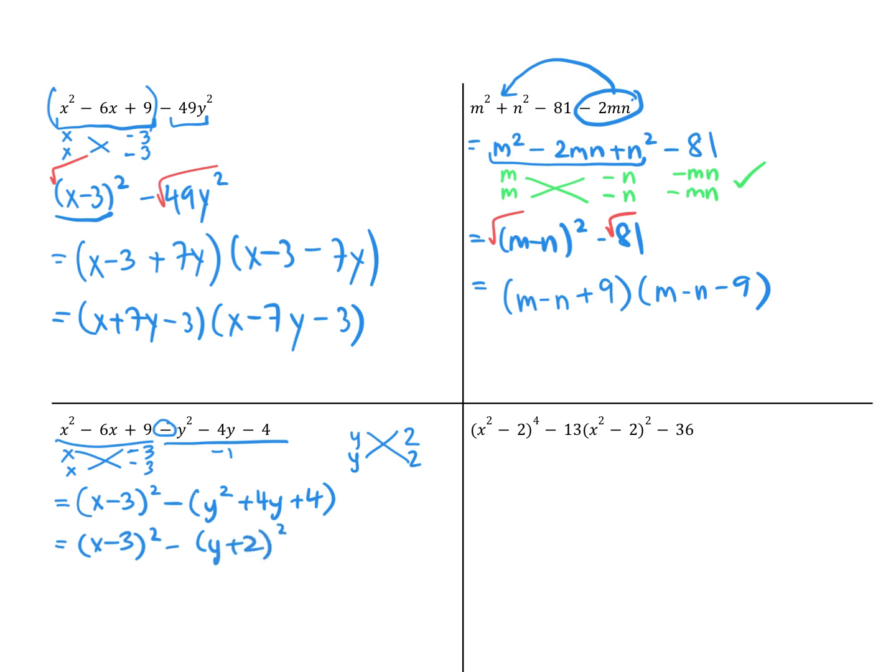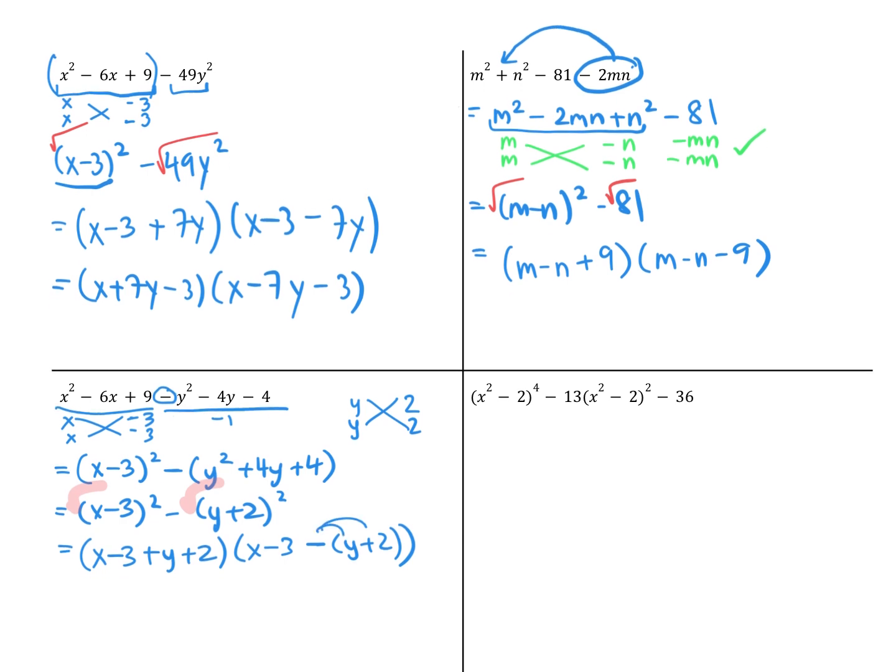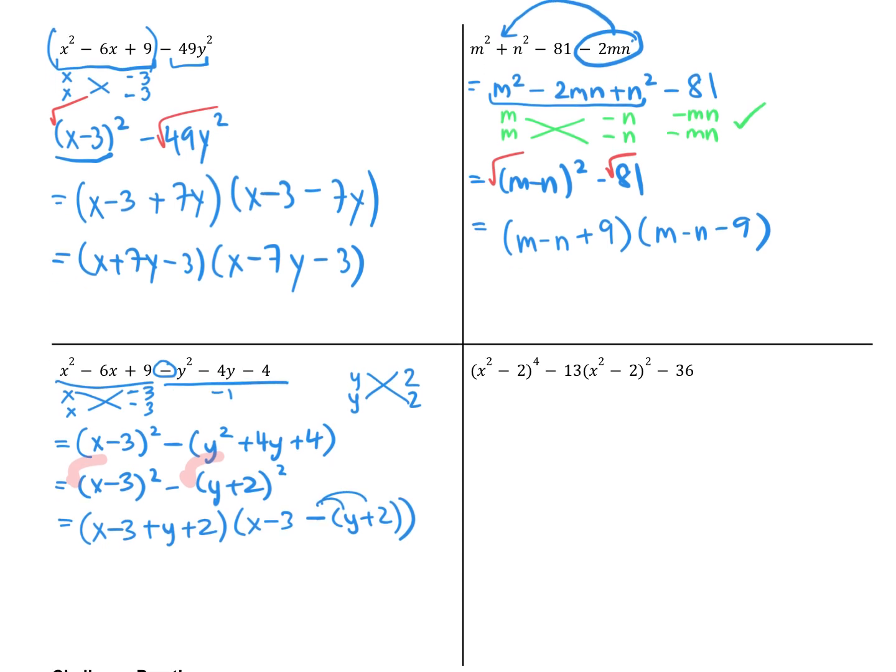And now we're back to the first example of a fancy difference of squares. So I'm going to square root this term and square root this term. And that's going to give us x minus 3 plus y plus 2. Notice I don't care about brackets here. And x minus 3 minus y plus 2 in brackets, because I'm going to have to distribute that negative in, and the brackets will make a difference.